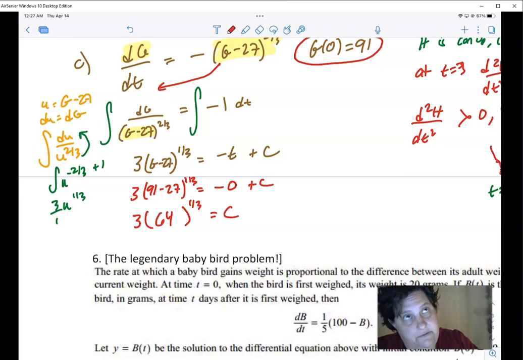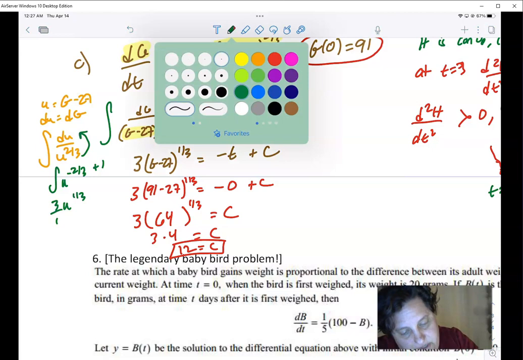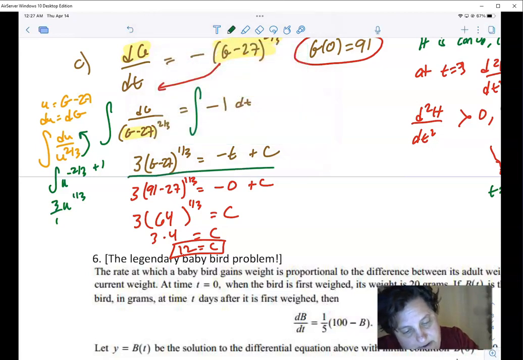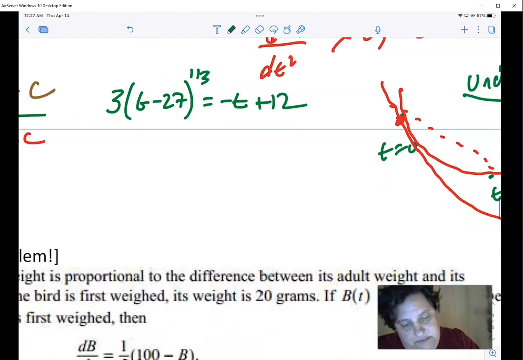What's the cube root of 64? 4. Dude, that's so dope. C is 12. Love that for us. Okay, here's my equation, coming from here: 3 times g minus 27 to the 1/3 is negative t plus 12. We have to solve that.